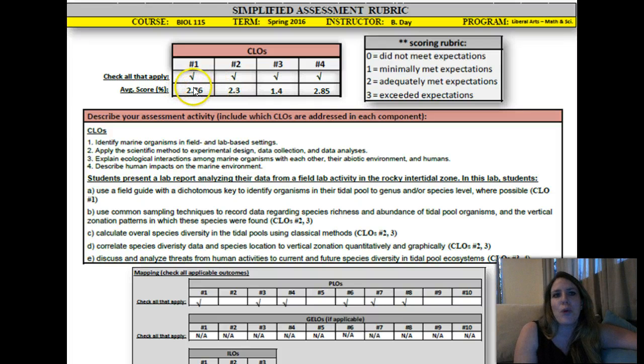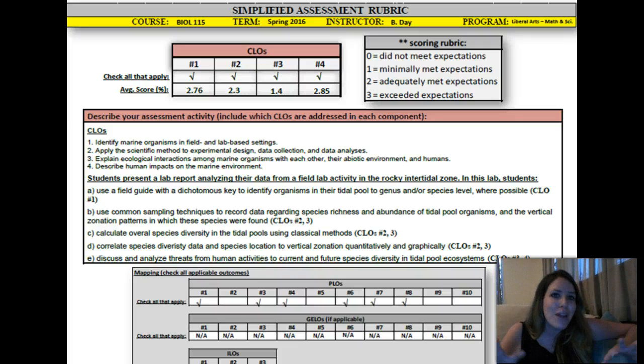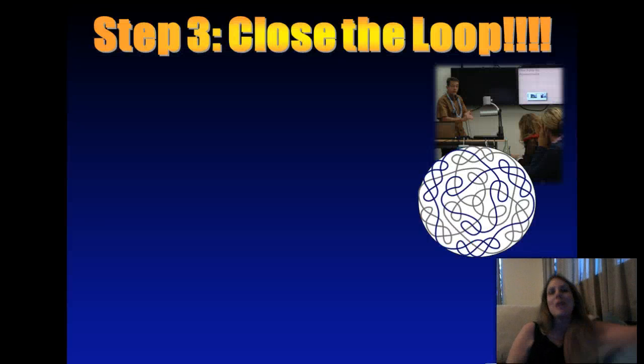So, for example, perhaps I found that for learning outcome number 1, the students had an average score of 2.76, number 2 was a 2.3, number 3 was a 1.4, et cetera, et cetera. And that's what you're going to come back later and talk about with your colleagues. So everybody who did their assessments, now we have tangible numbers for each outcome, and we can start comparing the numbers. So that's where we get to step 3, closing the loop.